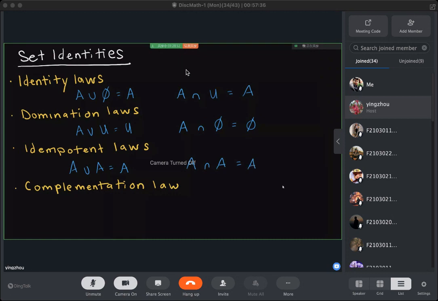And the complementation law: if I'm looking for the complement of the complement of A, we would of course end up back at A, because if I took A, took the complement, and then took the complement of that, I would end up back where I started.